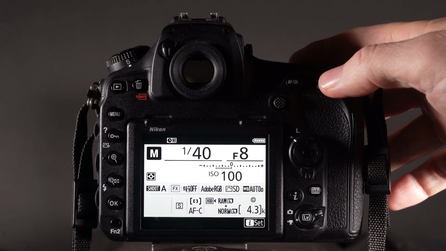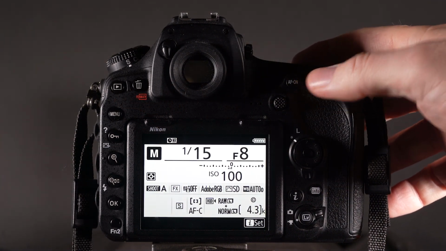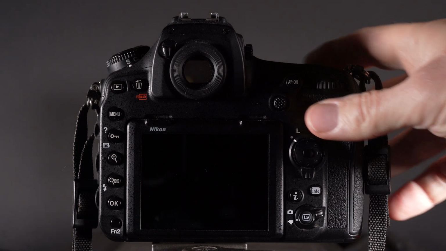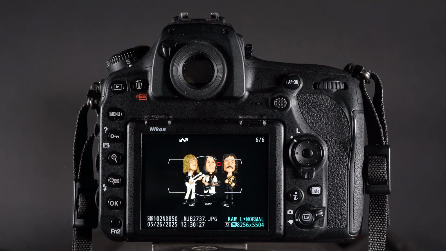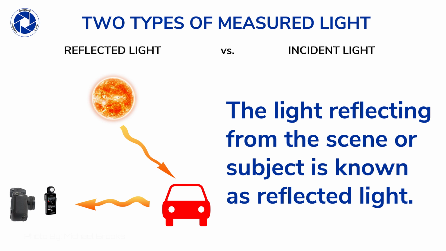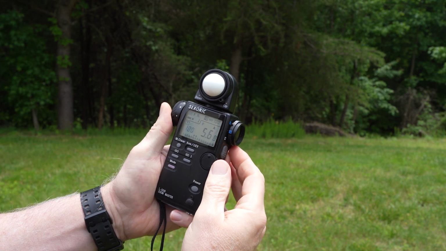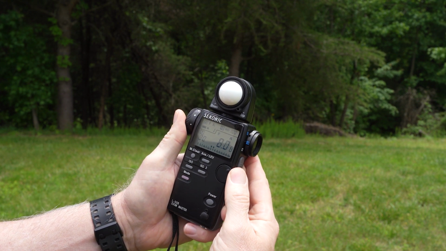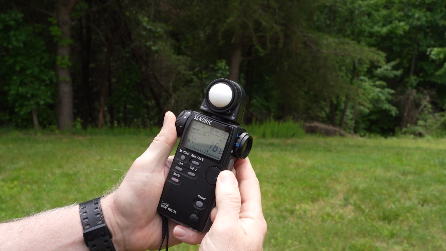In a quick aside, there are also handheld light meters, often used by professional photographers. Handheld light meters work along the same principles as the onboard light meter in your camera. Handheld light meters are designed to measure 2 types of light. They can measure the light falling on a scene or subject, which is known as incident light. They can also measure the light reflecting from the scene or subject, which is known as reflected light. A camera's onboard light meter only measures reflected light. I will cover using handheld light meters and properly measuring light with various subjects and scenes in later video lessons.